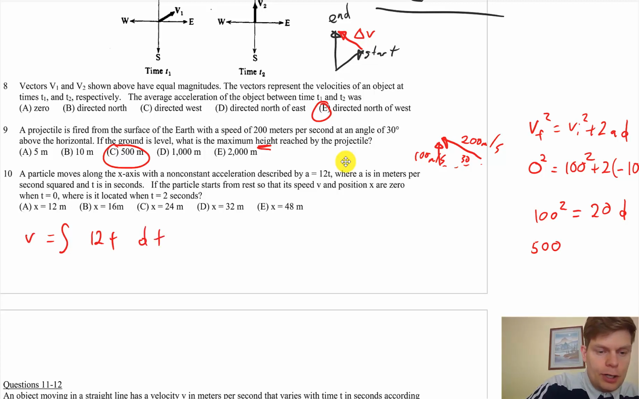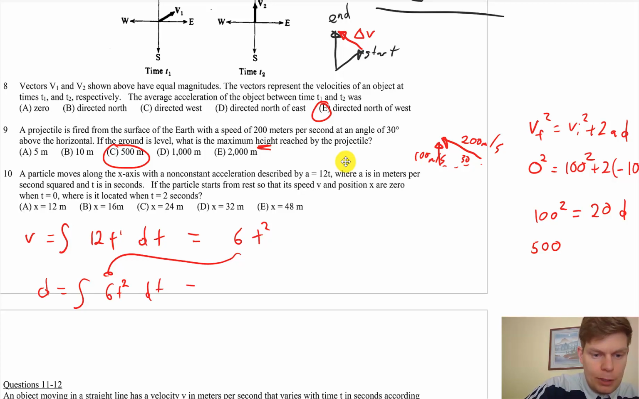We'll increase our exponent by 1. This is secretly a 1. So that would be a 2. And then we divide by our new exponent, so 6t squared. And then we need to integrate that again, as our displacement formula is the integral of our velocity formula, which is 6t squared d with respect to t. And so we increase our exponent by 1, so it'll be t to the third, and then divide by the new exponent. So it's 2t cubed.